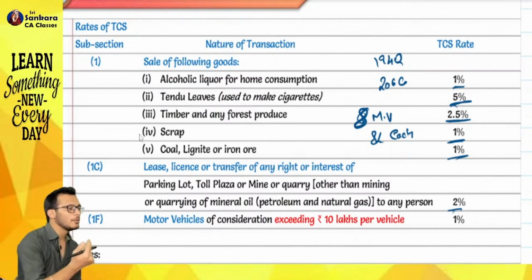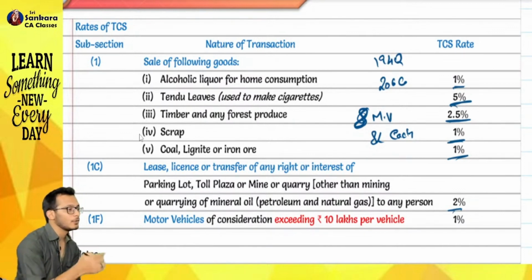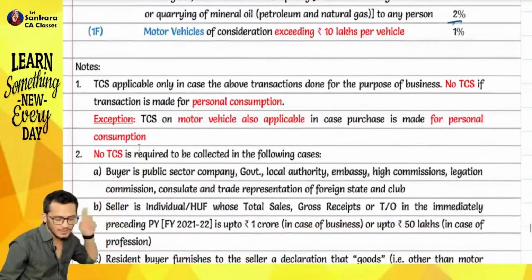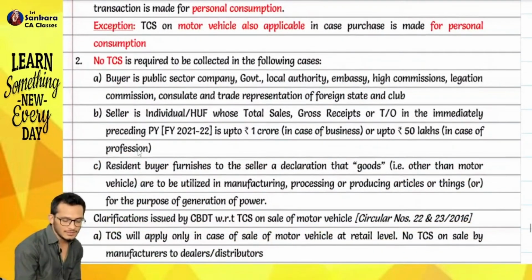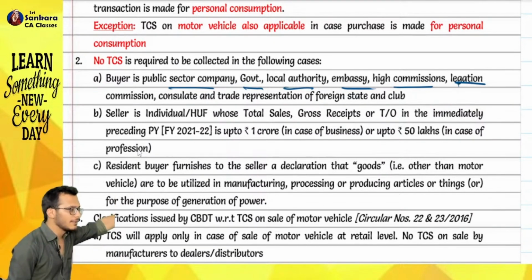Per vehicle should go beyond 10 lakh rupees, then TCS will apply. If per vehicle does not go beyond 10 lakh rupees, 194Q will apply provided it goes beyond 50 lakhs. Any doubts? Last leg of this provision: TCS will not apply in case the buyer is a public sector company, government, local authority, embassy, high commission, legation, trade representation, etc. There we learned about the seller, now we are learning about the buyer.